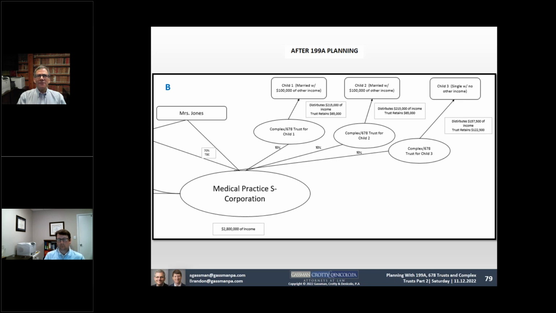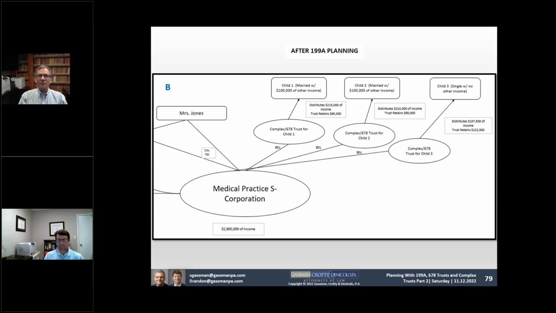Now, when you draft that Section 678 trust, you have to be really, really careful that it would not be considered to be a grantor trust, considered as owned by the doctor, which means that Mrs. Jones cannot be a trustee of the trust.